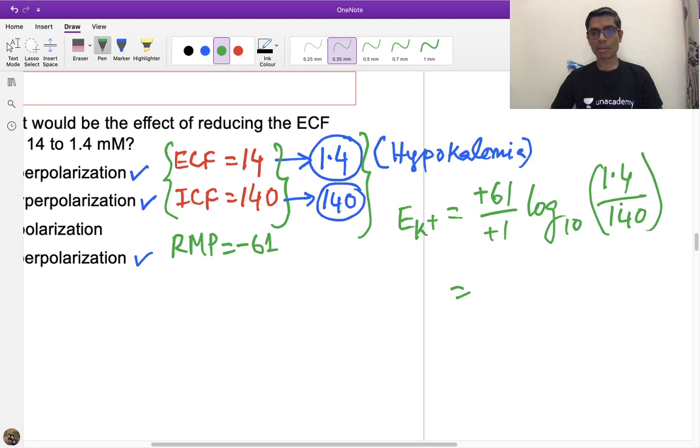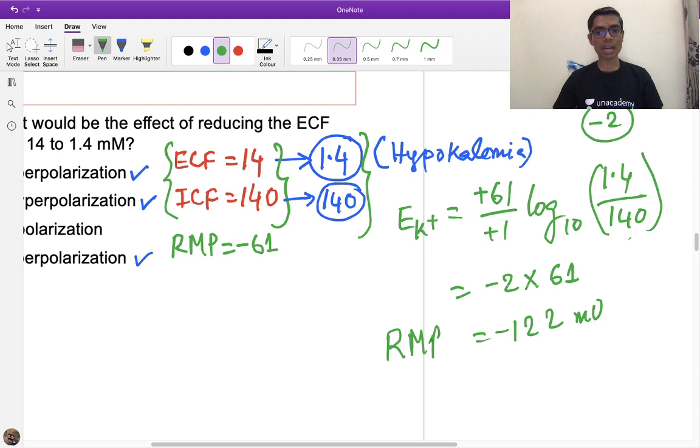So this will be how much? 1.4 upon 140 will be 1 upon 100. Log of 1 upon 100, which is 1 upon 10 to the power 2, will be minus 2. Whenever the value is minus 2, it will be minus 2 multiplied by 61, so it will be minus 122 millivolts. This is the new RMP of the cell when you produce a hypokalemic situation on this cell.